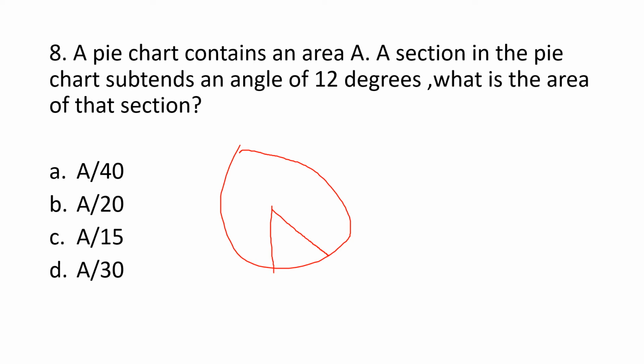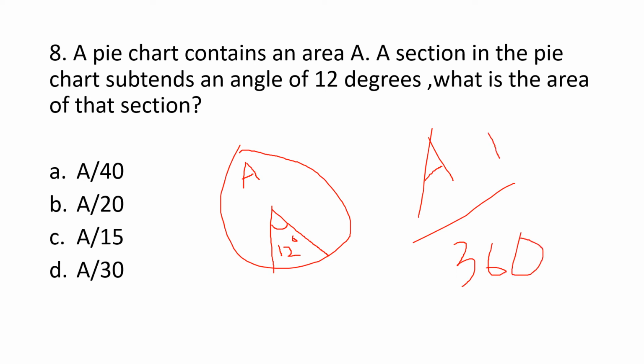Suppose this is a pie chart, and a small section in this pie chart is subtended at 12 degrees. If the area of the pie chart is A, what will be the area of the small section which subtends 12 degrees? I think this will be very simple. The area is A for 360 degrees, so what will be the area for 12 degrees? It is A by 360 into 12. And the final answer will be A by 30.